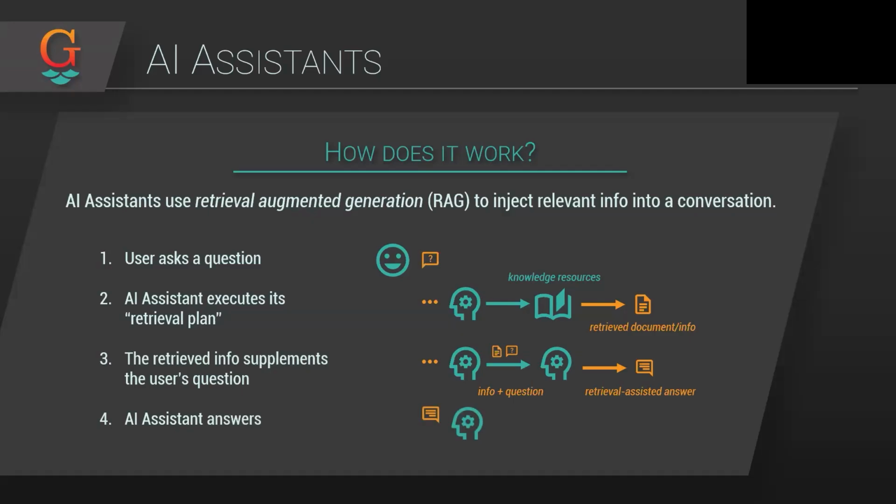So step two and step three, they basically happen in the background. If you're a user interacting with an AI assistant, you're never going to see that happen, but that's how AI assistants are able to more accurately answer a question by generating a retrieval plan to find what it needs to answer the question. Any questions before we continue?